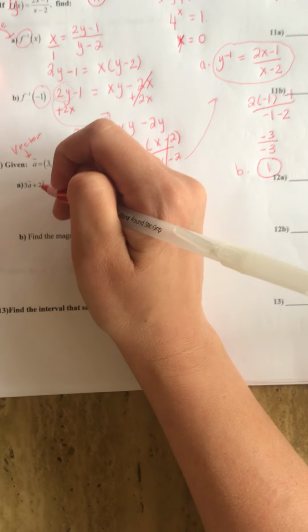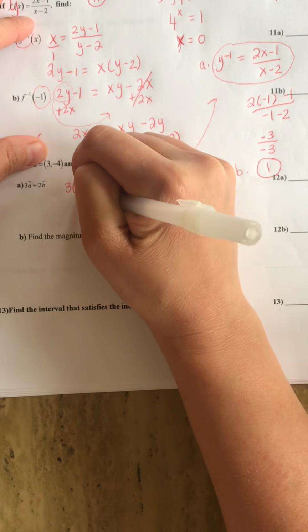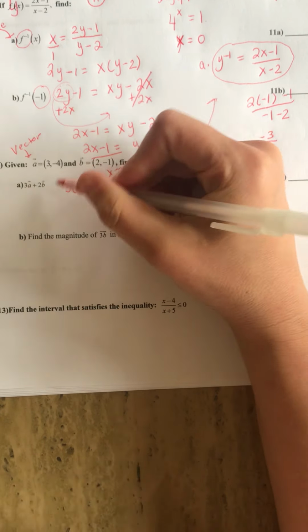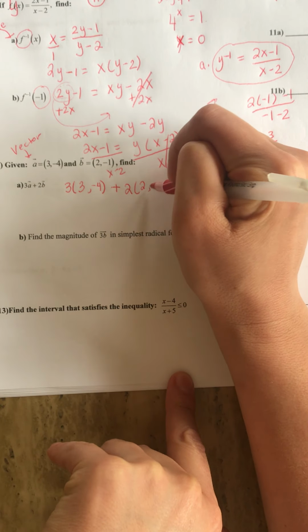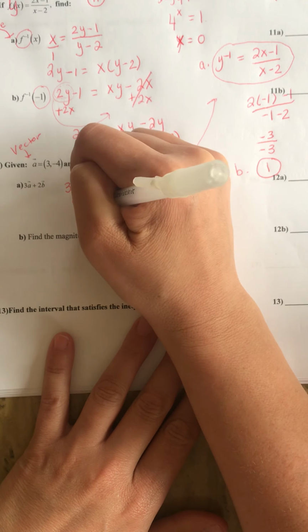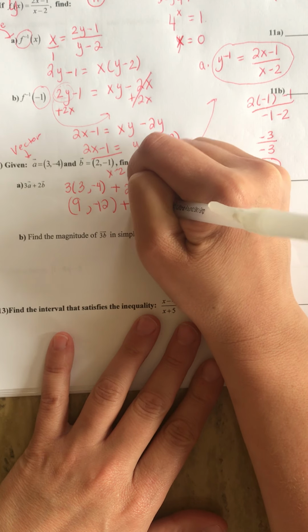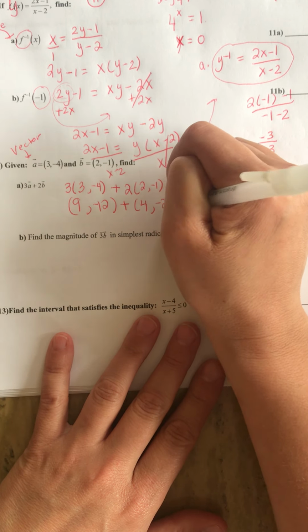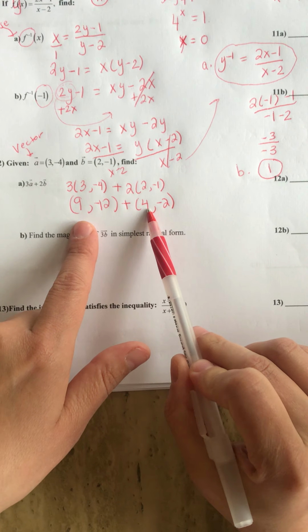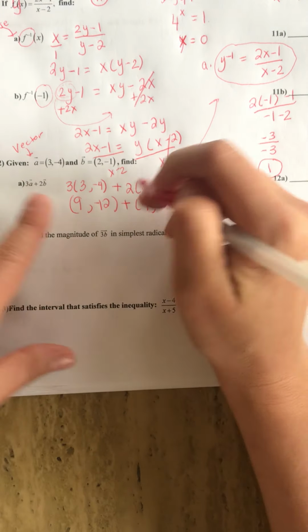So what you're going to do is you're just going to be doing 3 times -4 plus 2 times vector B, which is 2, -1. You guys can go ahead and distribute. So we have 9, -12 plus 4, -2. All right, and now you guys can go ahead and add your x values, and then you can go ahead and add your y values.